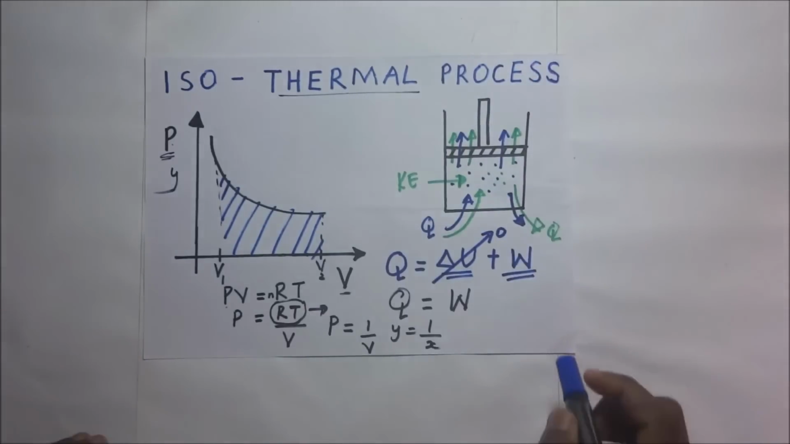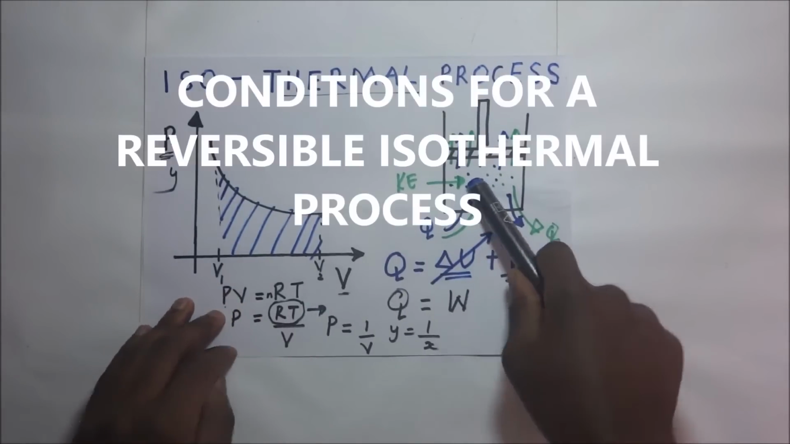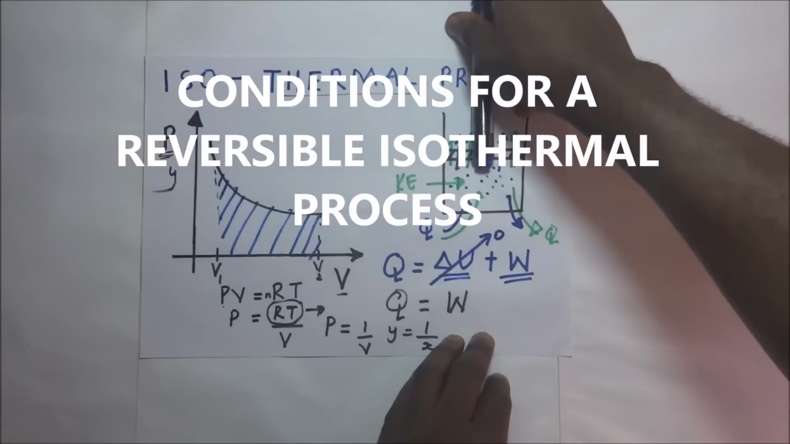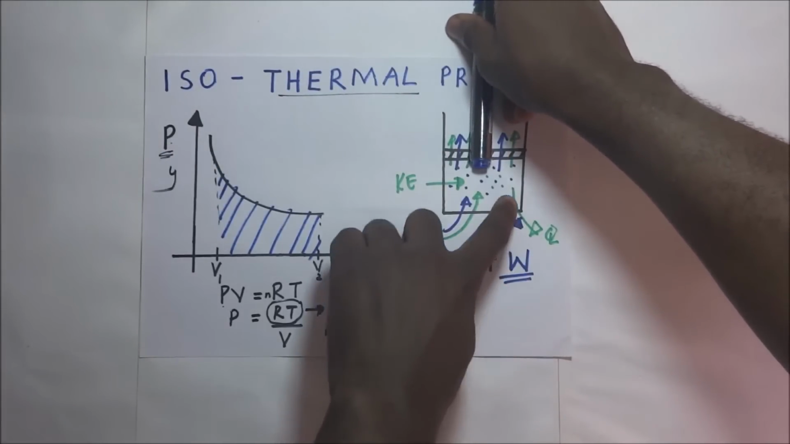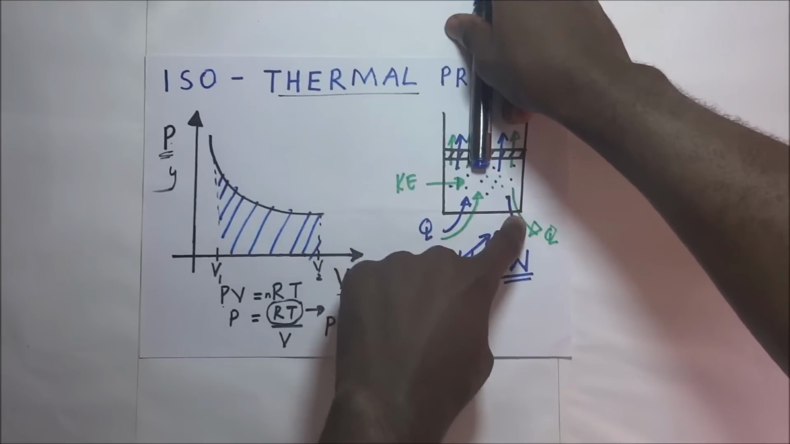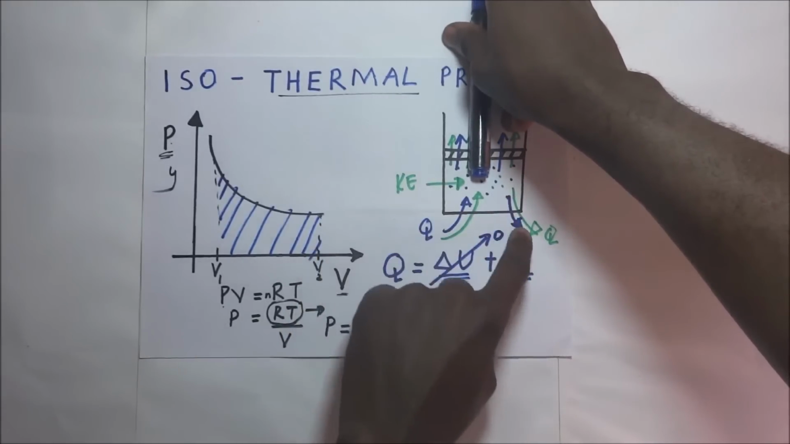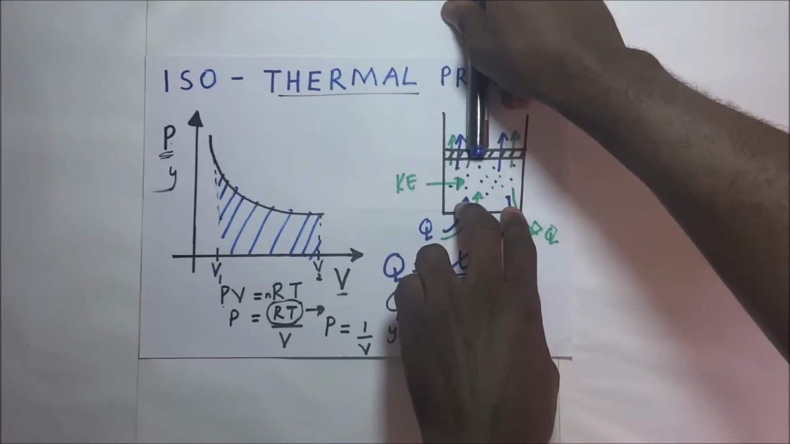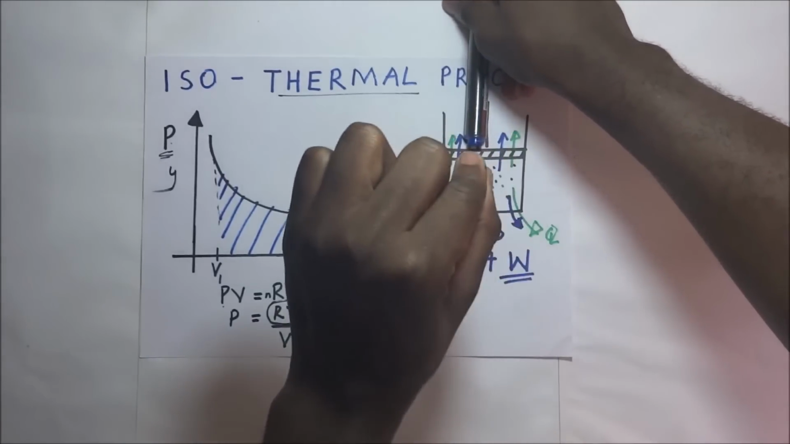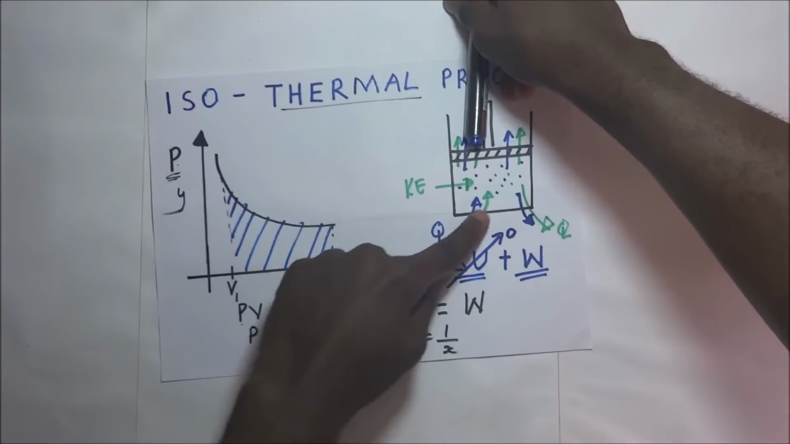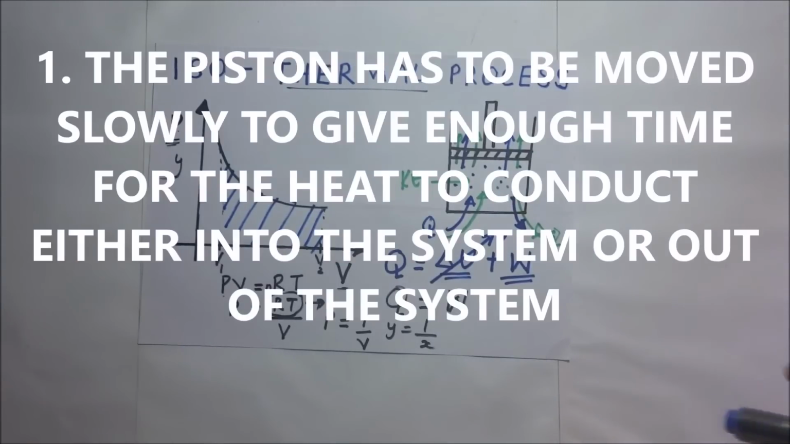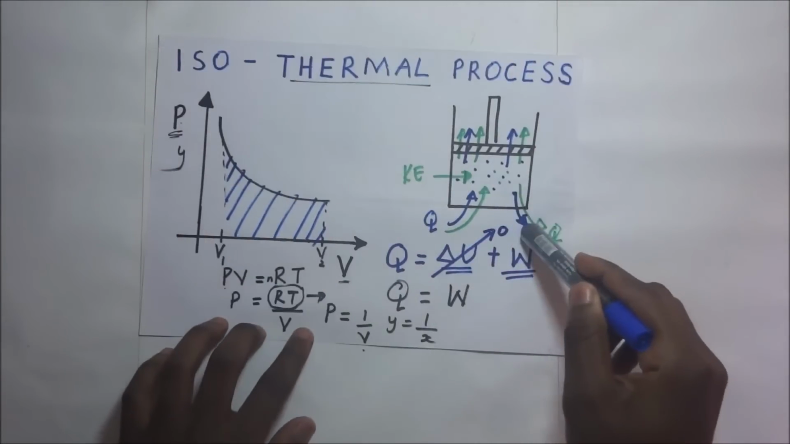So this brings us to the first condition for an isothermal process to take place. You have to move this piston very slowly. You push it very slowly. Why? Because you're giving this heat enough time to flow out. Likewise, if this gas is to expand and you are pulling this piston up, you're supposed to do it very slowly so that you give this heat enough time to flow back in. So that's the first condition for an isothermal process to take place. The piston has to be moved slowly to give enough time for that heat to conduct either into the system or out of the system.